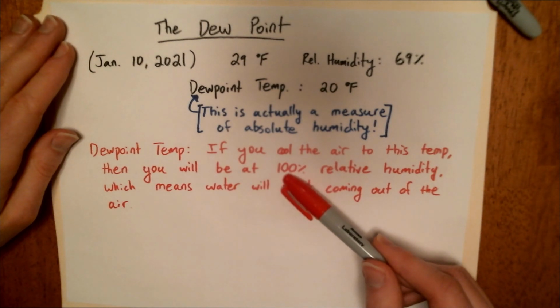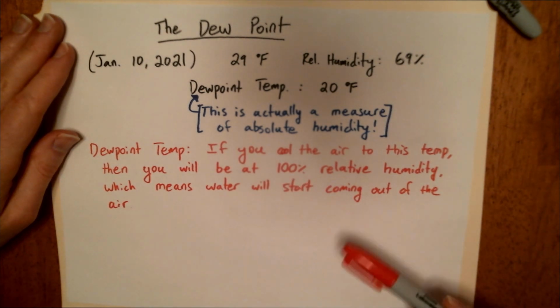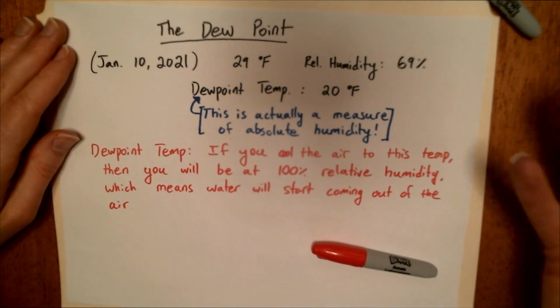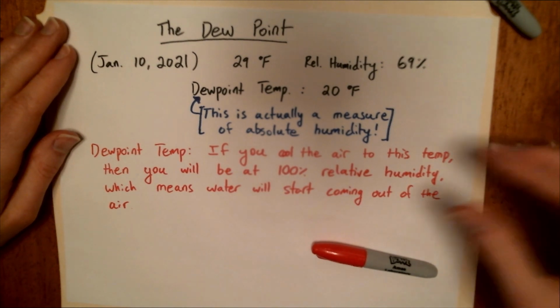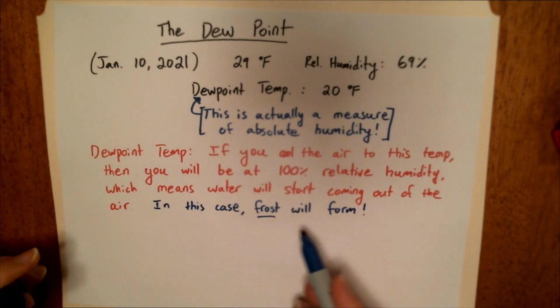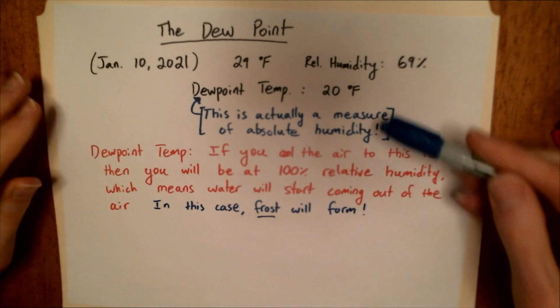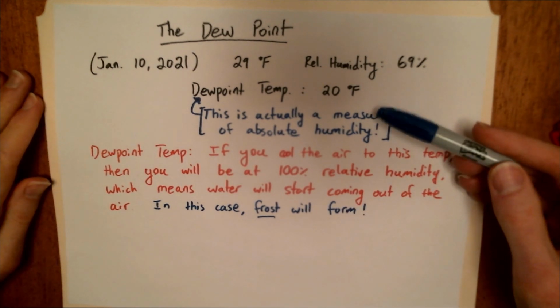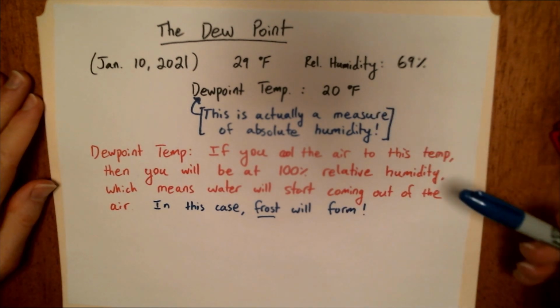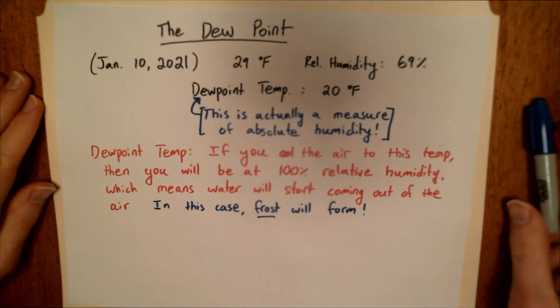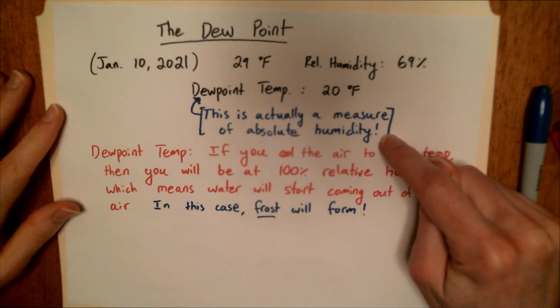Basically, we have as much water in the air as we could possibly hold based on the temperature. Water is going to start coming out of the air. You're going to start forming dew, or actually in this case, we're going to get frost to form. Why? Because it's going to be at 20 degrees Fahrenheit if you get it all the way down to that temperature. So why is this actually a measure of absolute humidity?